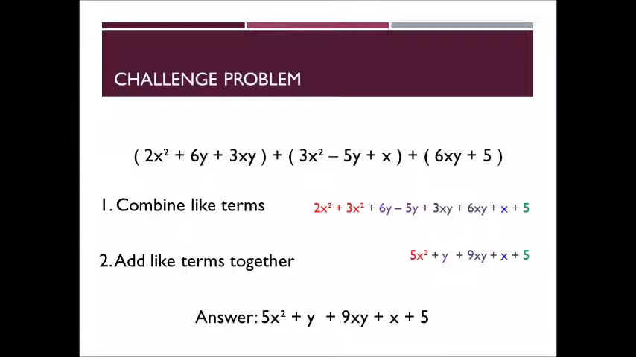We now move on to step 2, add like terms together. This will give us our final polynomial of 5x squared plus y plus 9xy plus x plus 5. It doesn't matter how many polynomials you'll have. Following the two-step process will ensure success.